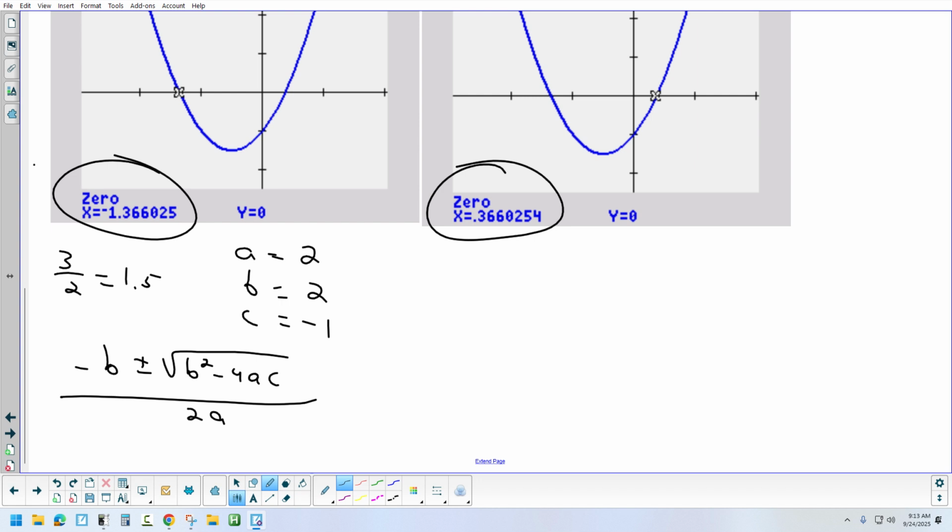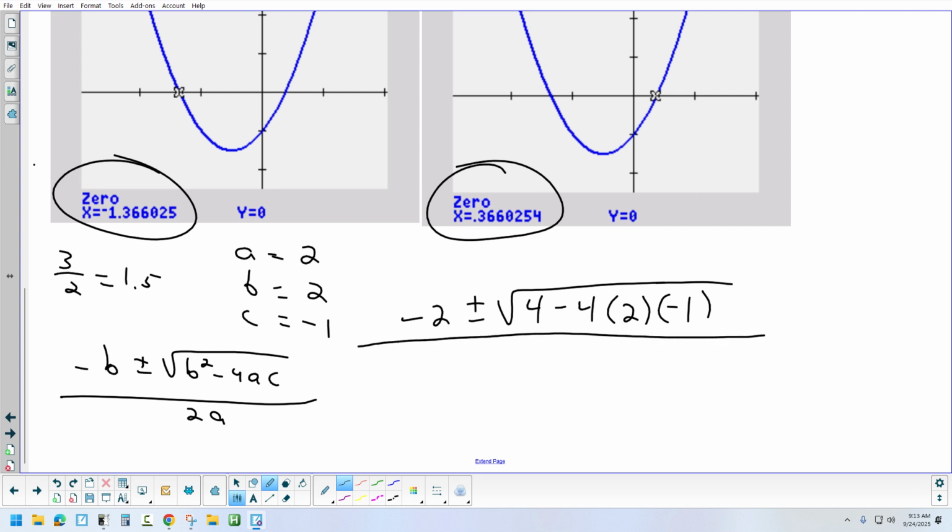So now we're going to fill in the a, the b, and the c, and I'm going to check and see if I get the same answers. Okay. So negative b is negative 2. b squared gives me 4. Then I have another 4 times a times c. a is 2, c is negative 1. And that's all divided by 2a, which in this case is 4.